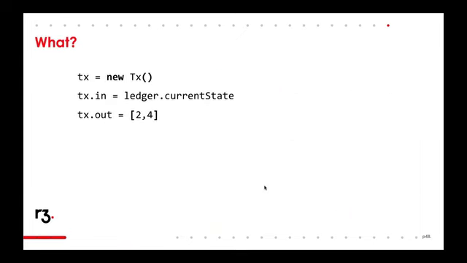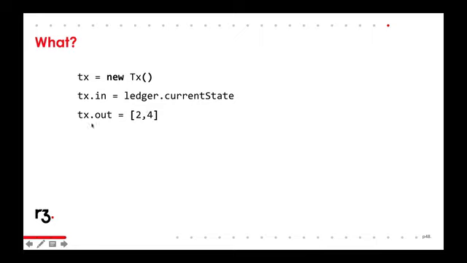So how does Corda work? Instead, what happens is you will have one party that produces a proposal. This is a new transaction proposal that will take in the current state of the ledger. Let's just assume for now that the ledger only has one state, and that's the numbers 1, 2, 3, and 4.